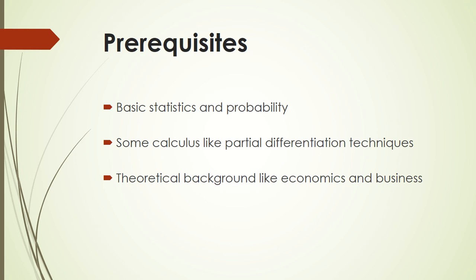Prerequisites. There are some prerequisites of this course. For example, a student must know the basic concepts of statistics, probability, and partial differentiation. A student must have the theoretical background like economics and finance, because in econometrics we try to test the theory, predict about the relationships in that theory, so you must have the theory in background. That theory can be economics, finance and management.